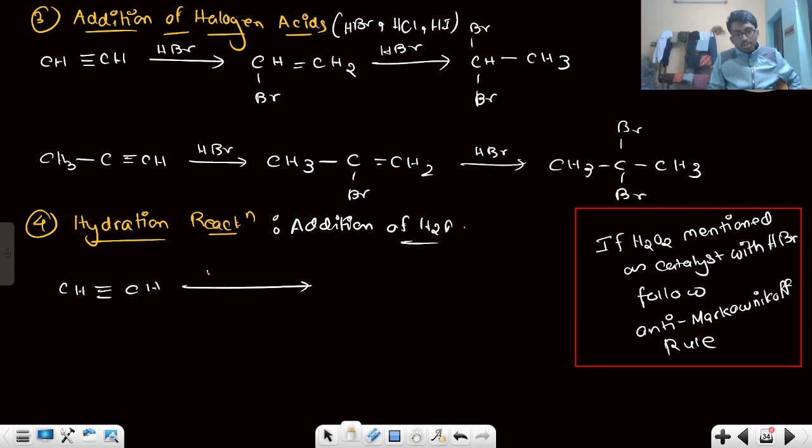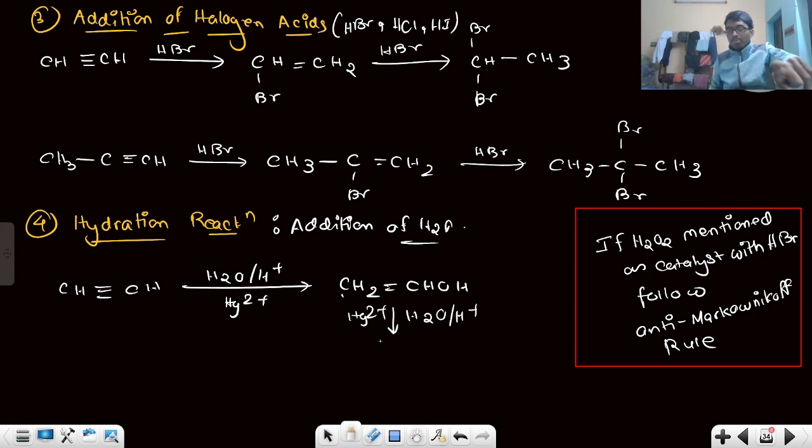So I will not write that complex thing. H2O, H+ in the presence of Hg2+. What will it form? Water will be added. So CH2 double bond CHOH. Again the same reaction can occur, H2O, H+ in the presence of Hg2+, or you can do tautomerism directly from there. You can do tautomerism or you can further add and do it. No problem. The same answer will come.